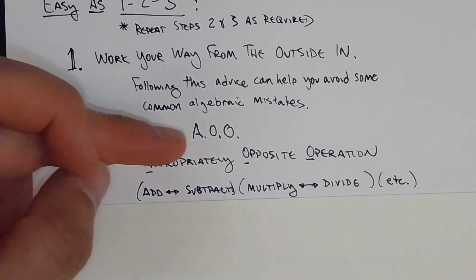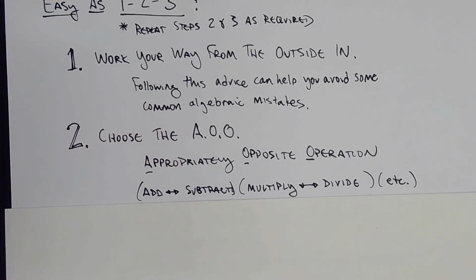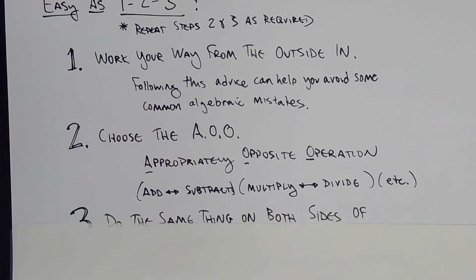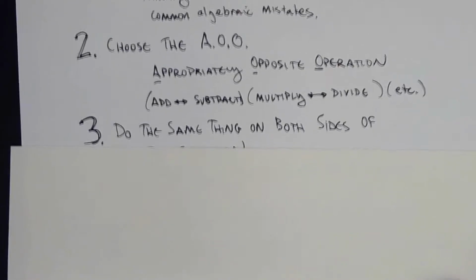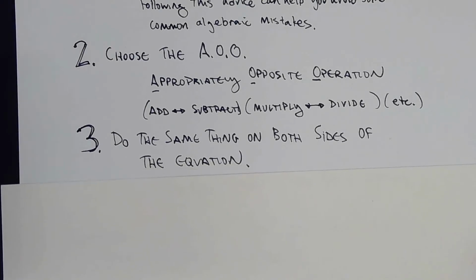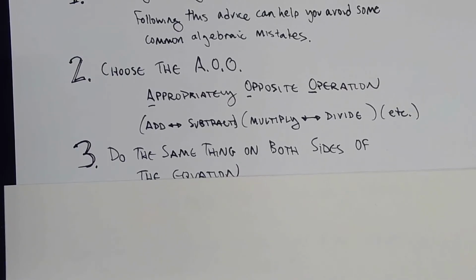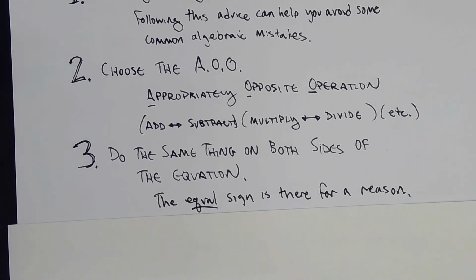The AOO. This is not an official term. That's just what I call it. And then finally, the bane of many introductory physics students is they'll maybe get the first 2 steps right, but then they forget to do the same thing on both sides of the equation, or within even the same side of the equation. There's an equal sign for a reason.